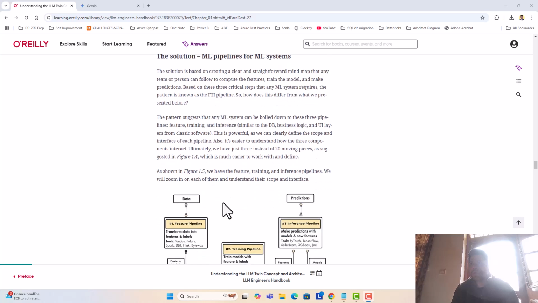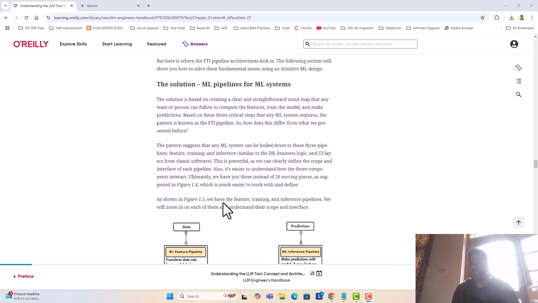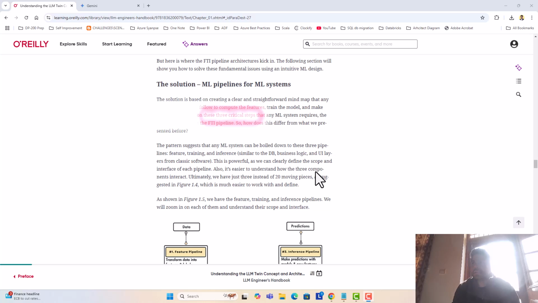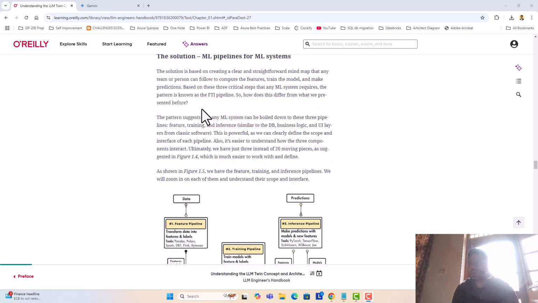So in the last video in the series, we discussed the shortcomings of some of the old ML architectures. So now let's look into the solution which the authors are proposing. The solution is based on creating a clear and straightforward mind map that any team or person can follow to compute the features, train the model, and make predictions. Based on these three critical steps that any ML systems require, the pattern is known as the FTI pipeline.